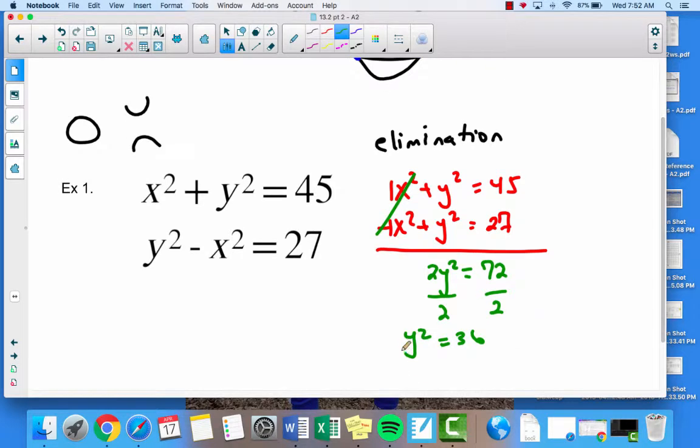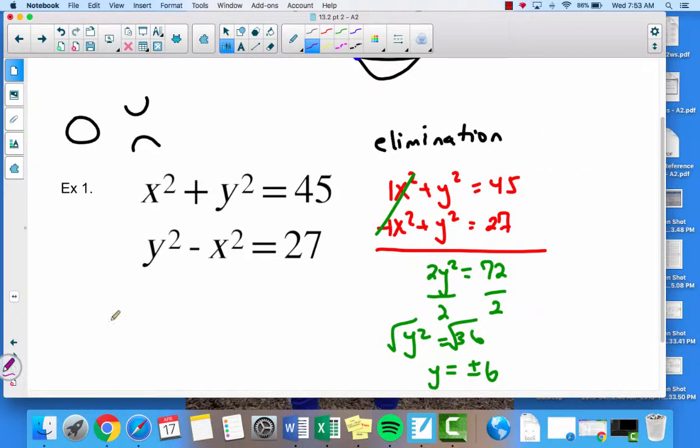And lastly, we would square root both sides. Please remember, a square root has two answers, positive and negative, so that's going to be plus or minus 6. And remember, solutions are points, so that means we need to take those two answers we've gotten and plug them back into our original equations to solve.